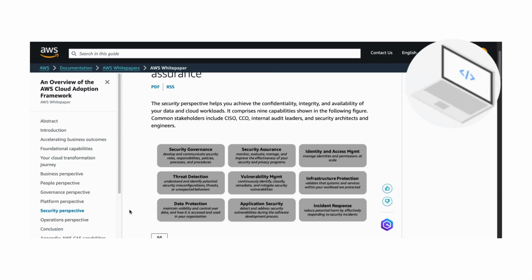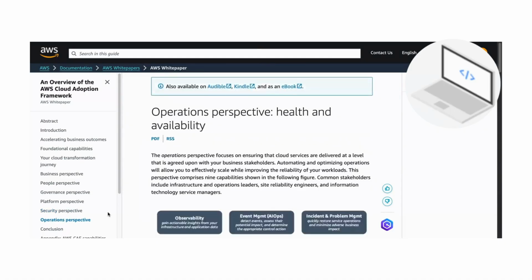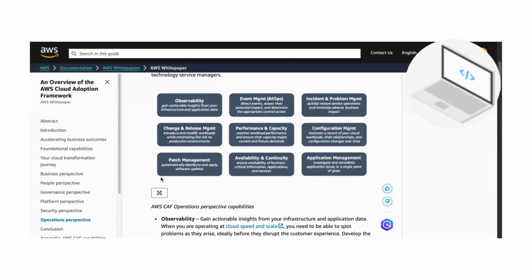And last but not least, we have the operations perspective, which focuses on ensuring that cloud services are delivered at levels that align with business expectations. By automating and optimizing operations, organizations can effectively scale while enhancing the reliability of their workloads. This perspective is composed of 9 capabilities, each designed to help organizations achieve operational excellence in the cloud. Key stakeholders often include infrastructure and operations leaders, site reliability engineers, and IT service managers.